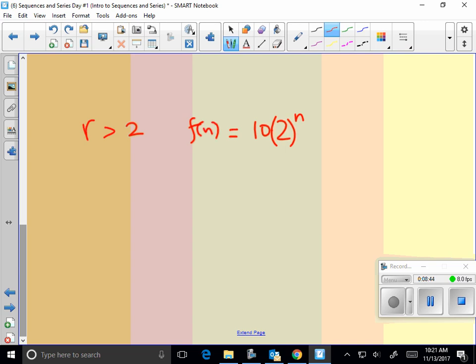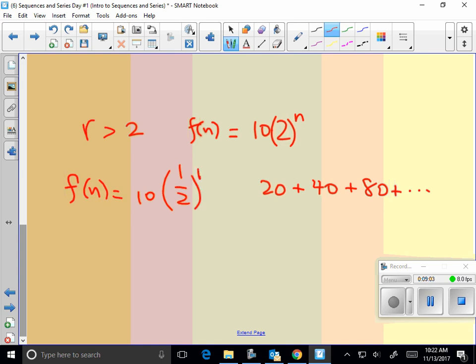Well, the first term would be 20. The next term would be 40. The next term would be 80. What's going to happen is I add all those up. I'm not going to get an answer. But if it's 1/2, if f of n equals 10 times 1/2 to the n power, I'll get 5, then I'll get 5 halves, then I'll get 5 fourths, etc.